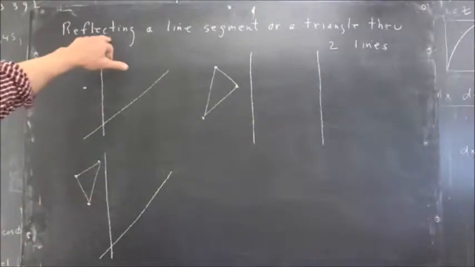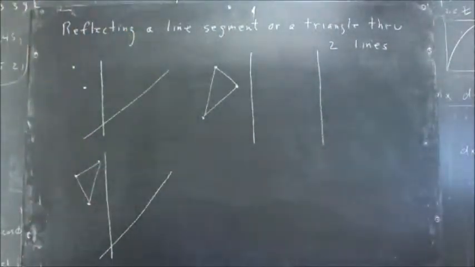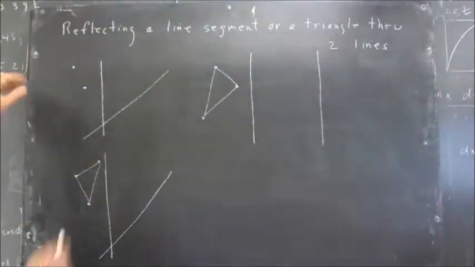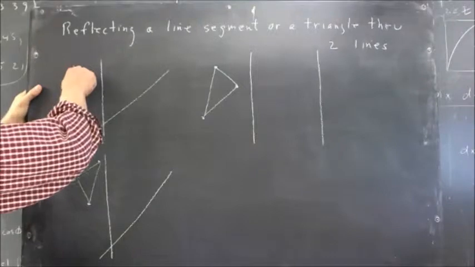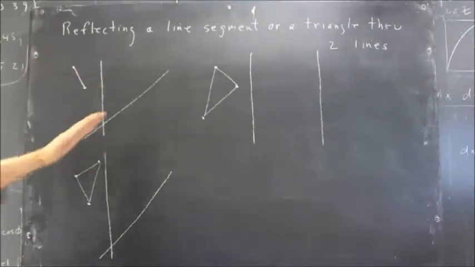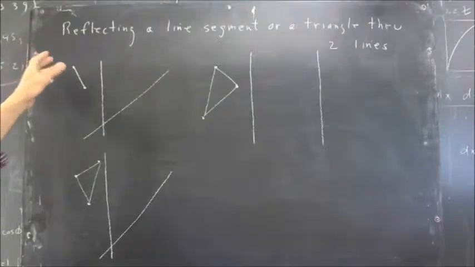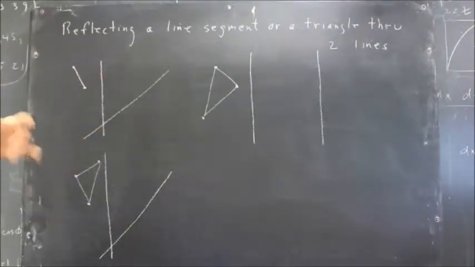Okay, now we want to talk about reflecting a line segment or triangle through two lines. So right here are 2 points and a line segment. We're going to reflect this line segment through this line, then through this line. Well, we just do this. We don't try to figure out what it's going to look like when it's all reflected. We just go point by point and construct the reflections.